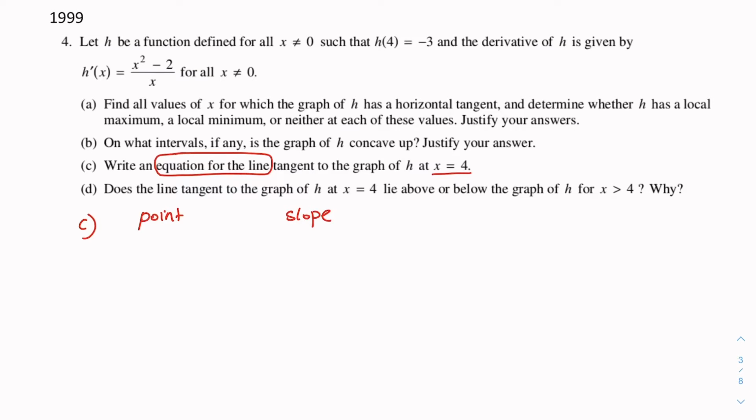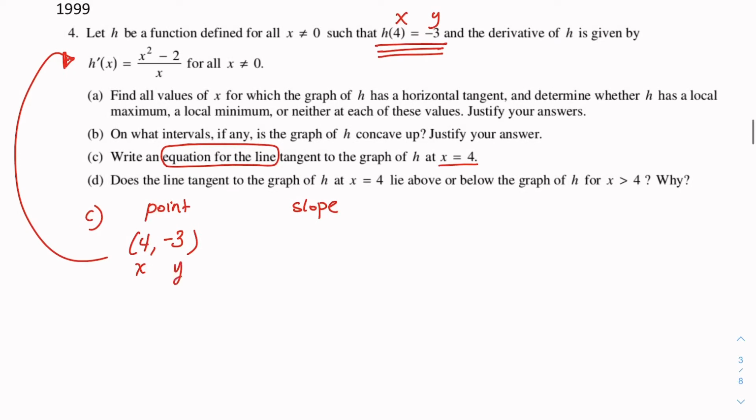For the point, for the equation of the line, I'll use x equals 4. And I need a y value. Well, I can't plug it in here because that's the derivative. That will give me the slope at 4. I want the actual point. Luckily, they've given it to me here. So if they haven't given you the h of x function to plug it into, then they must have given you the point somewhere. And indeed, our y value will be -3. Okay, so that's our point.